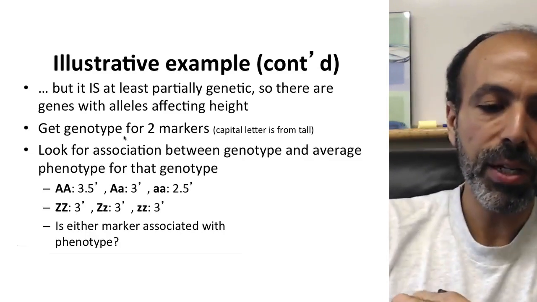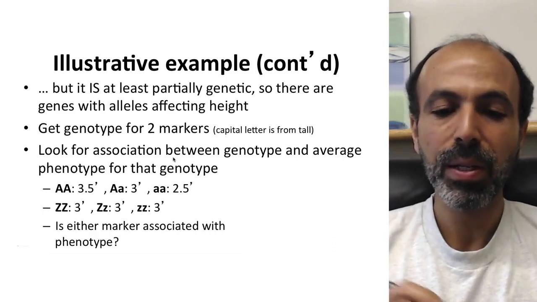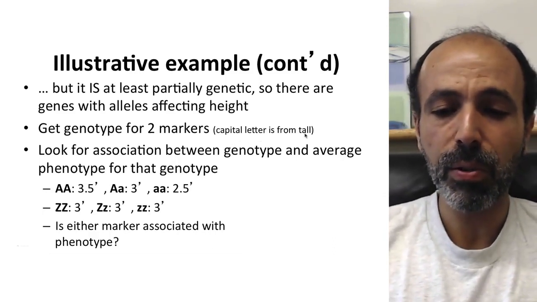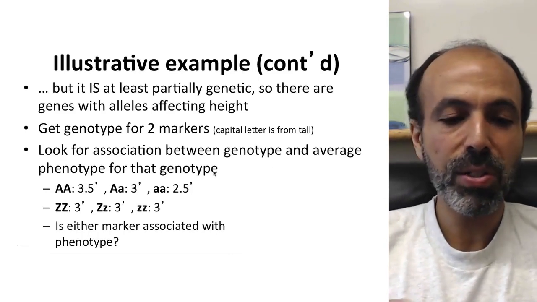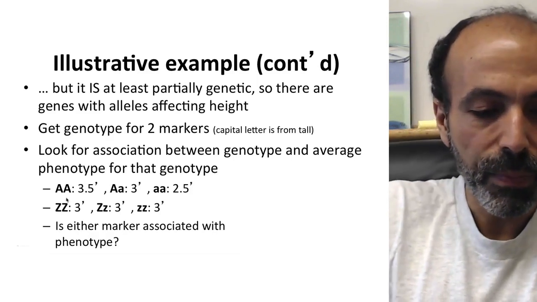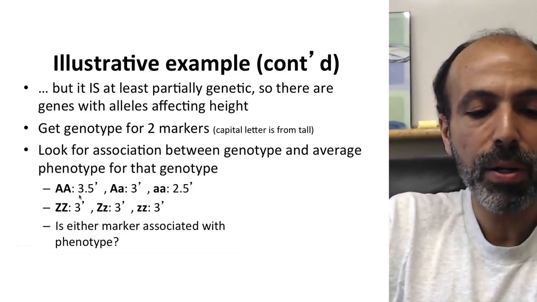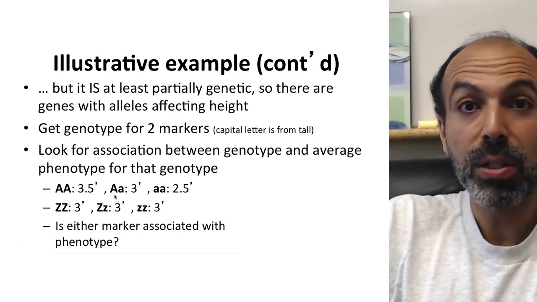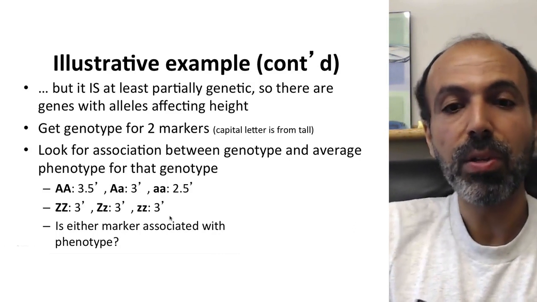Let's say we got a genotype for 2 markers in the process of mapping this height difference among the corn. Let's say the capital letter ones are the ones from tall, A and Z. We look for an association between genotype and the average phenotype that comes with that genotype. Here, individuals homozygous for the big A marker are 3.5 feet tall. Individuals heterozygous for big A and little a are 3 feet tall. And little a's are 2.5 feet tall.